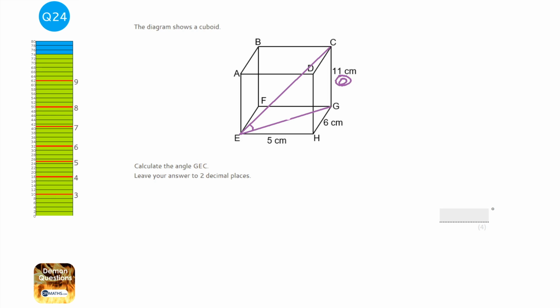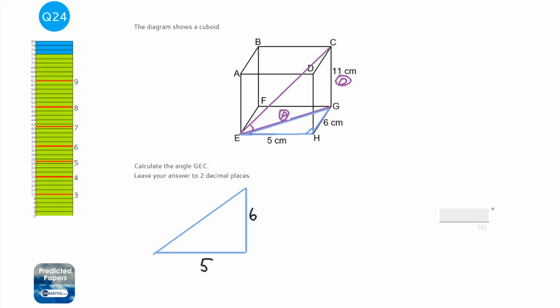But the adjacent at the bottom could be quite easy to find, because if you have a look at the right angle triangle here, we have 2 of the lengths. We've got the 5 and the 6, and we're looking for the third. And because it's a cuboid, we know that that's a right angle there. So the first thing I would do to start this question off is just copy down the triangle that we've got at the bottom. So it's 6 centimetres and 5 centimetres.